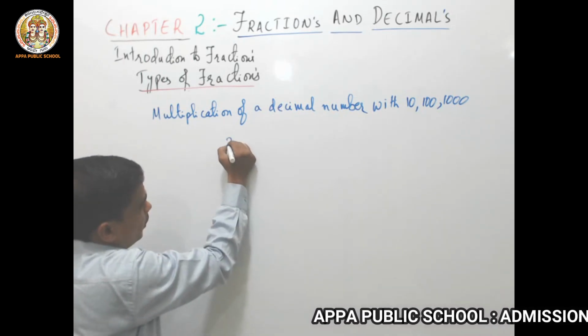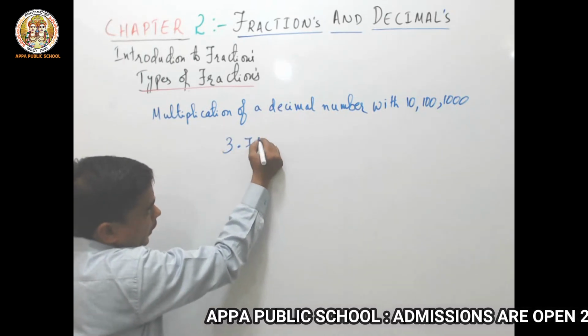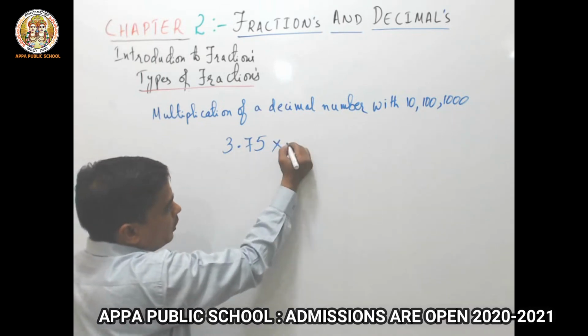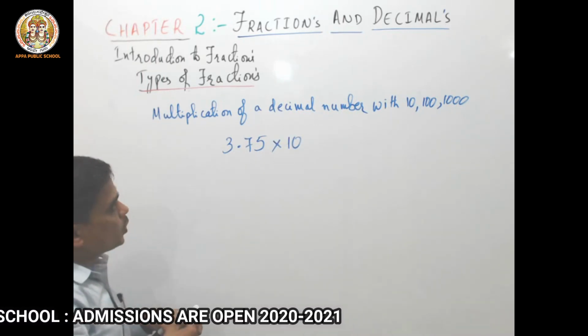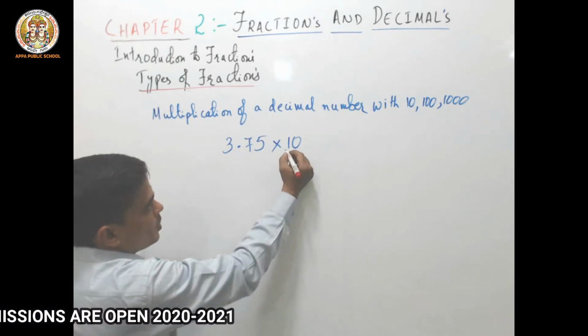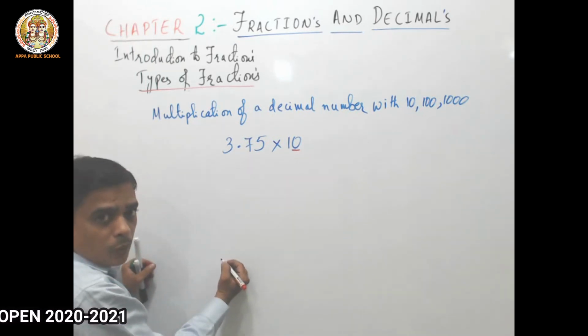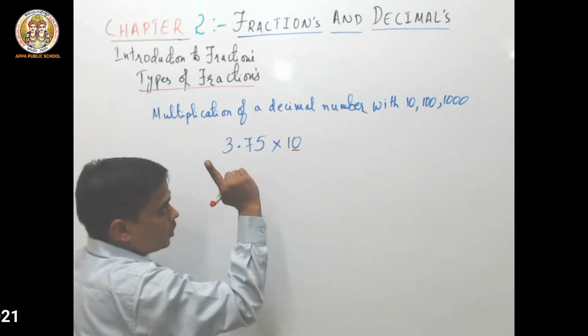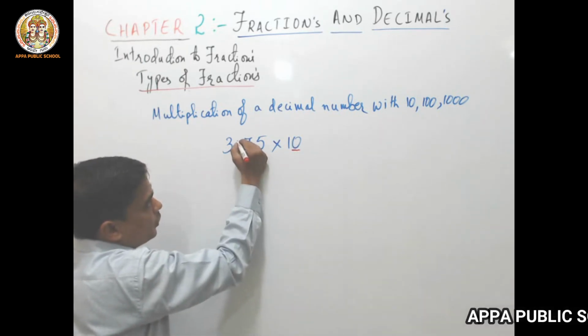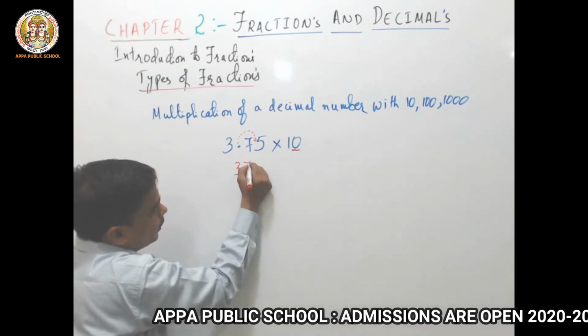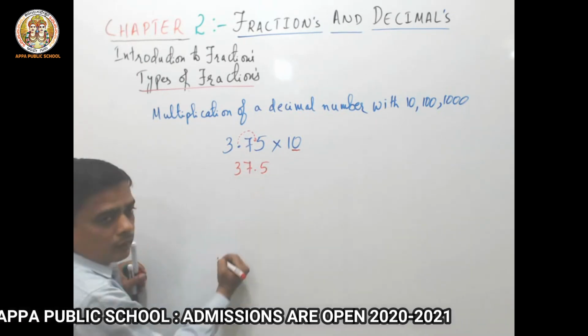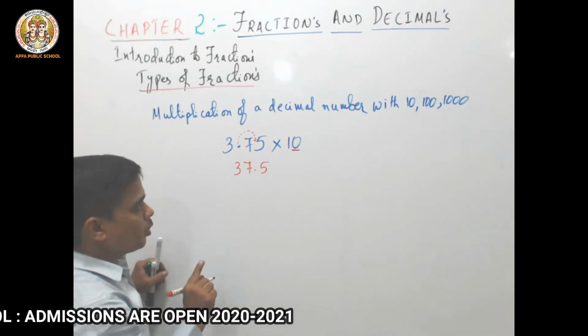Suppose you have a decimal number 3.75. If you are multiplying it with 10, see here what is the number? It is 10. How many zeros are there? Only 1 zero is there. So what you have to do is shift this decimal point. How much will it be? It will be 37.5. Okay.